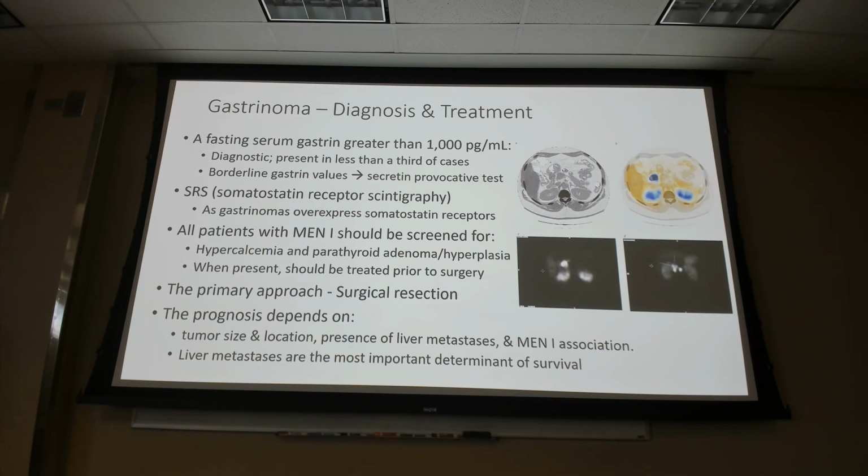And then if we diagnose somebody with MEN1, then we typically screen them for this. And it's usually associated with parathyroid tumors as well, which we'll talk about in the next block. But the primary approach is surgical resection for these patients. And obviously, the prognosis depends on how big the tumor is, whether there's metastases like with all cancer, and whether they have MEN1 or not. If they have liver metastases, it's usually a poor prognosis for these patients. It's advanced.